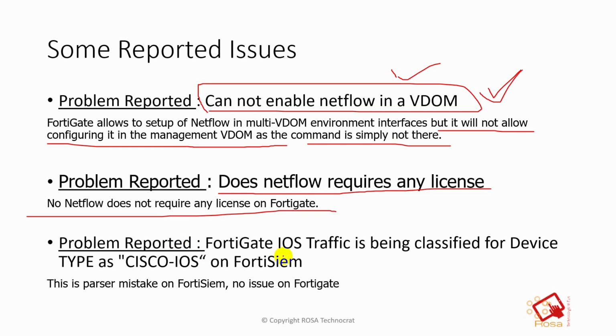One of my customers also reported that FortiGate iOS traffic is being classified with the device type Cisco iOS on FortiSIM. This is basically not an issue from the FortiGate. It is a parser mistake on the FortiSIM, because FortiSIM is identifying the device type wrongly. So there is nothing to fix on the FortiGate.